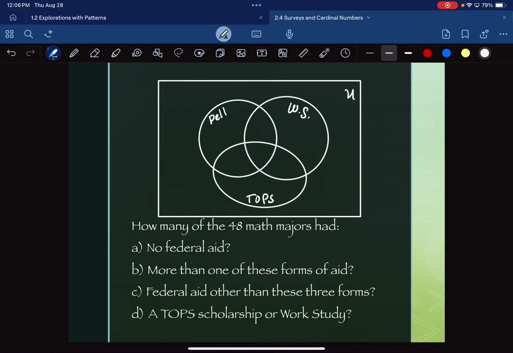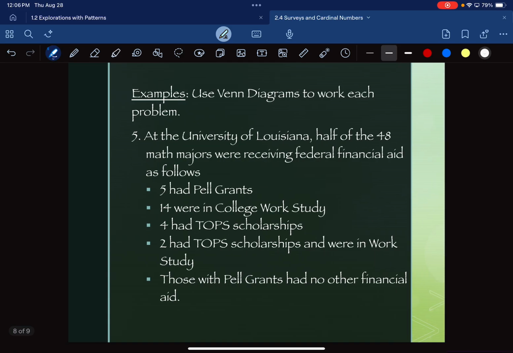Okay, so this is my abbreviation so that I can make sure they're all on there. I've got Pell, I've got WS for work study, and I've got TOPS, and then I've got our universal set on the outside. Okay, so we've got a couple of places we could start. What piece of information would you like to start with? TOPS scholarships and work study, this piece right here.